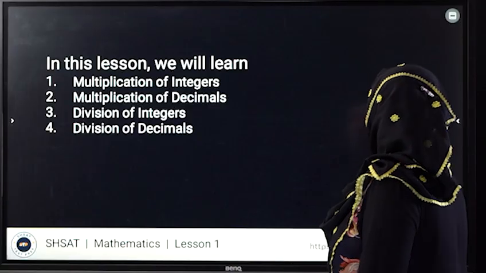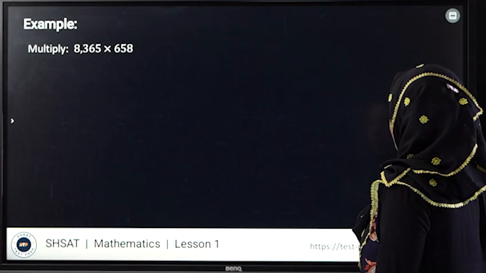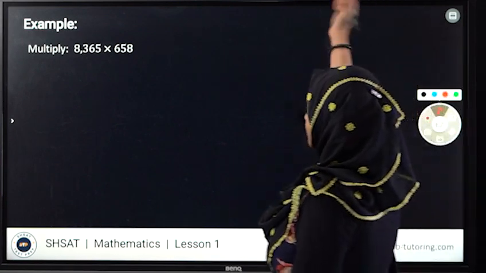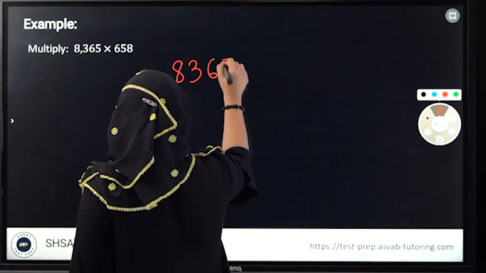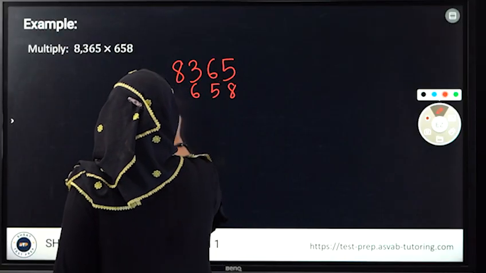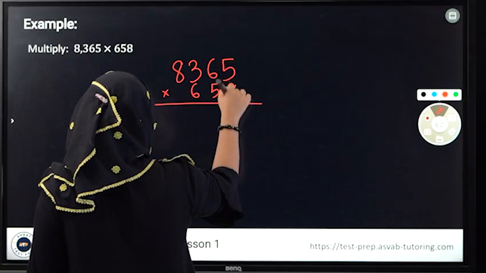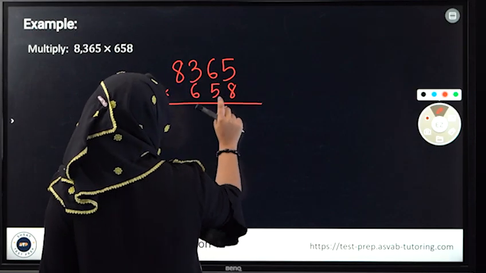So in the very first question, as we can see, we need to multiply two numbers and both of these are integers, right? So let's see. If we need to multiply 8365 to 658, what we do here is we do the first digit first, right? We are going to multiply all four of these digits with 8 first.